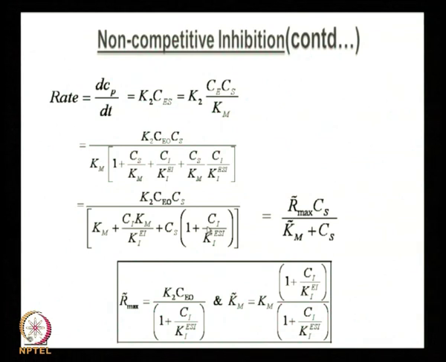So, this comes with the Cs, but you want the Cs free, right? You do not want it with any other constant. So, you divide the numerator and denominator by this term, 1 plus Ci over K ESI. Then you get your R max tilde as K2 Ce naught over 1 plus Ci over K ESI, and your Km tilde as the old Km times 1 plus Ci over Ki, that comes from here, divided by 1 plus Ci over K ESI. Okay, fine.